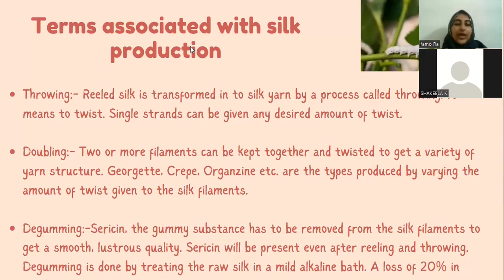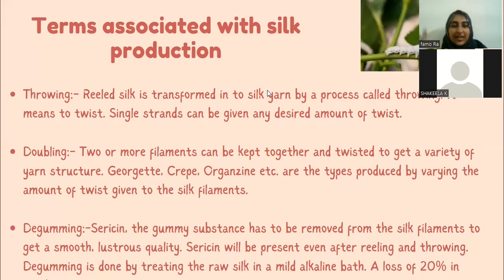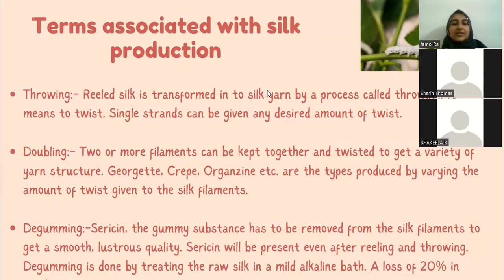Now, how many of you knew that crepe, georgette, organza, all these materials are actually made from silk? Raise your hands. Did you think that it is a different type of material, or did you know that it is from silk? Anybody? Nobody knew. Just say yes or no. No. Okay, something new.